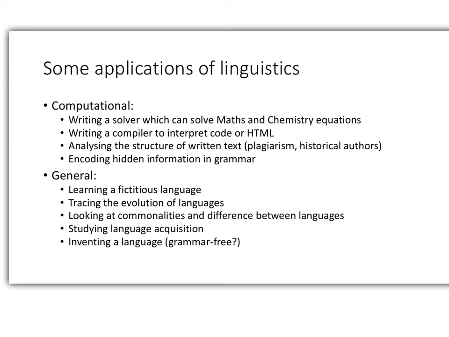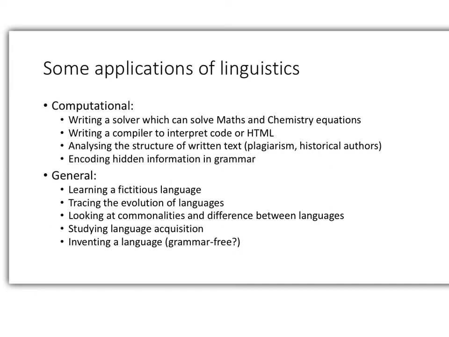Another thing you can do, which is quite similar, is writing a compiler to interpret code or HTML. I know that many of you have already learnt HTML, but you can write a computer program to parse the grammar that is included in HTML. And HTML, like maths, has a strict grammar. You can also analyse the structure of written text for two purposes that I'm going to suggest. One is plagiarism detection, and the other is looking at the prejudices of historical authors.